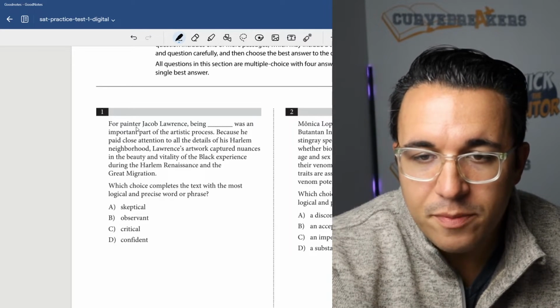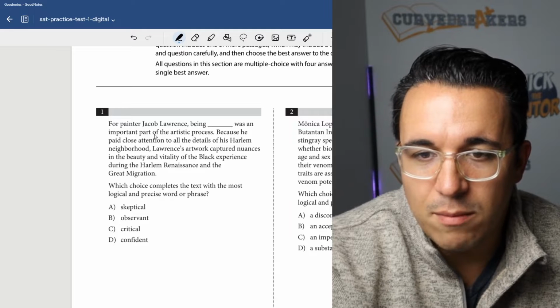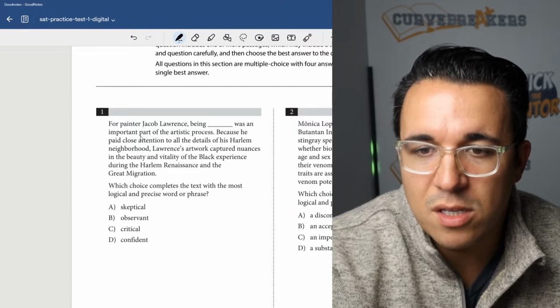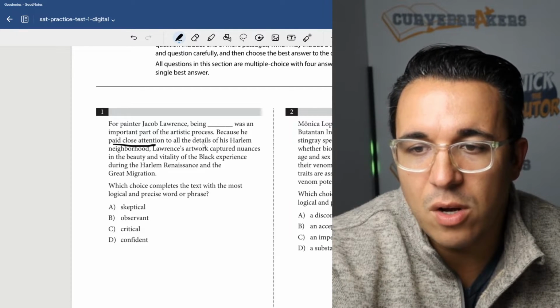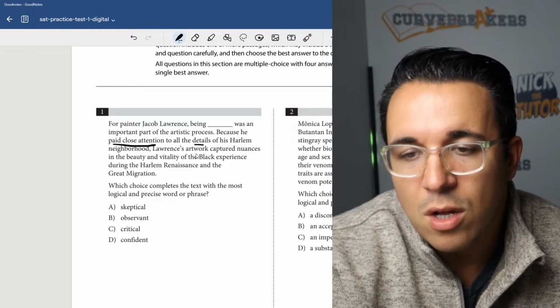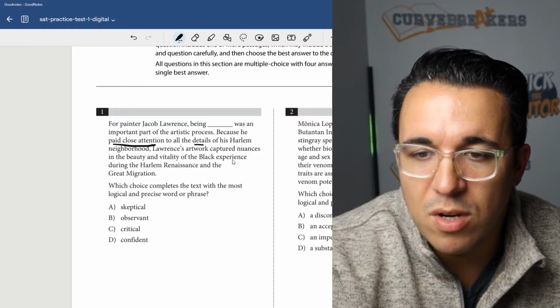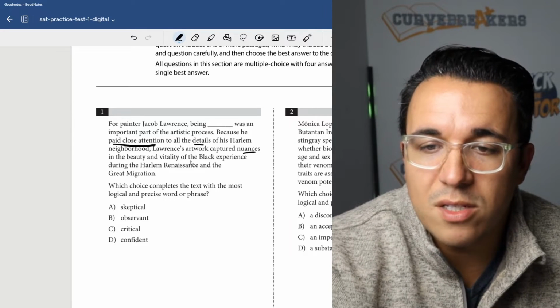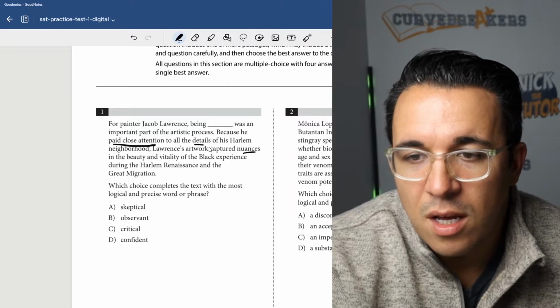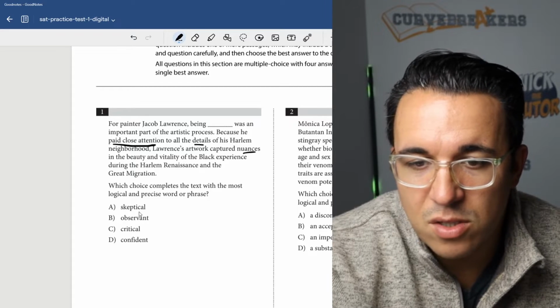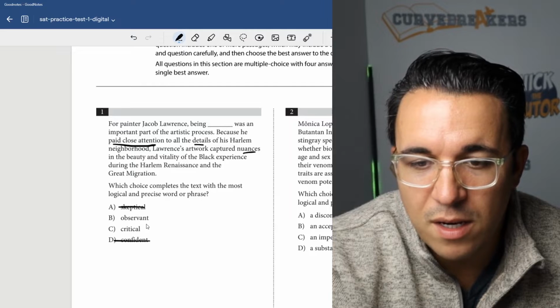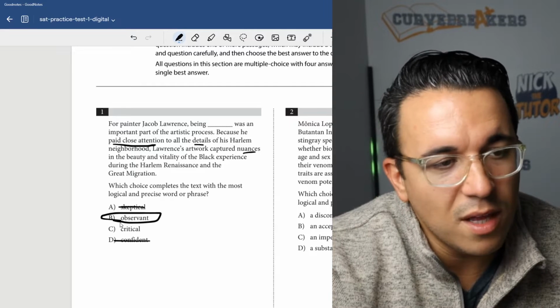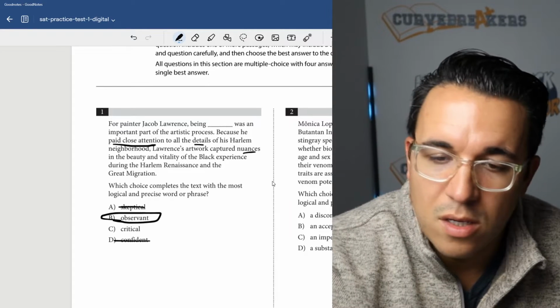choice. So for painter Jacob Lawrence, being blank was an important part of the artistic process because he paid close attention to all the details of his Harlem neighborhood. Lawrence's artwork captured nuances and the beauty and vitality of the Black experience during the Harlem Renaissance and Great Migration. So looking for the word that completes this, so he paid close attention to the details and the nuances, so he's not going to be skeptical or confident, so it looks like he's going to be observant. That's someone who pays attention to details. So there you have it for number 1.